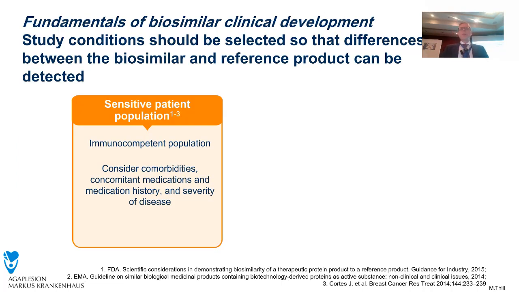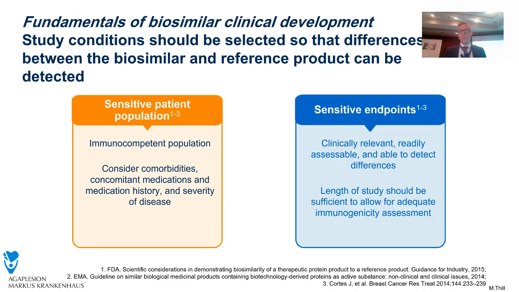So what is a sensitive patient population? It's an immunocompetent population. That means a non-pretreated patient population, because a pretreated patient population is influenced by the treatment lines before. You have to consider comorbidities. So don't take very ill patients, patients with multiple diseases, patients with many concomitant medications, and the severity of the disease does also matter. Regarding sensitive endpoints, you have to have clinically relevant, readily accessible endpoints, able to detect differences, because you want to show biosimilarity.